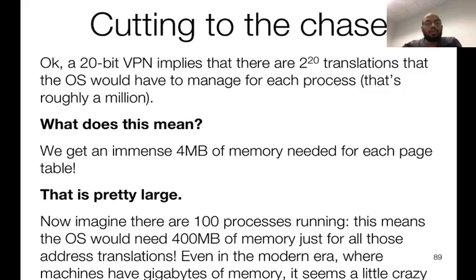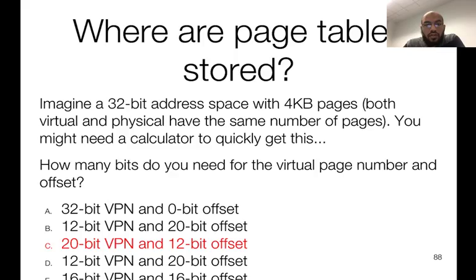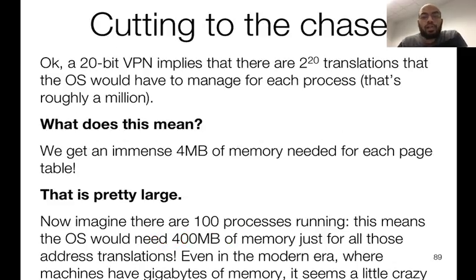So a 20-bit VPN implies that there are 2 to the power of 20 translations that the OS would have to manage for each process. That is roughly a million translations. So if your page size is 4 KB and you have a 32-bit address space, you have a million pages to translate. Okay, what does this mean? That means that you need 4 megabytes of memory for each page table.